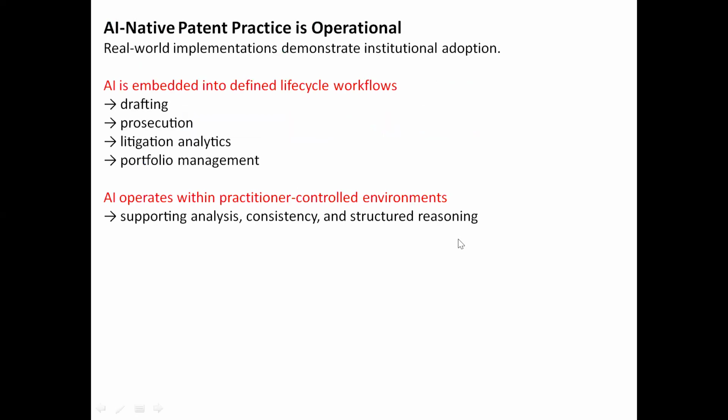Okay, so AI native patent practice is operational, so it is being adopted, slowly. Real-world implementation demonstrates institutional adoption. I just summarized what was disclosed: I gathered all the information, analyzed it, and summarized it. AI is embedded into defined lifecycle workflows: drafting, mostly prosecution, litigation analytics, and portfolio management. And AI operates within the practitioner's controlled environment, supporting analysis and consistent, structured reasoning.